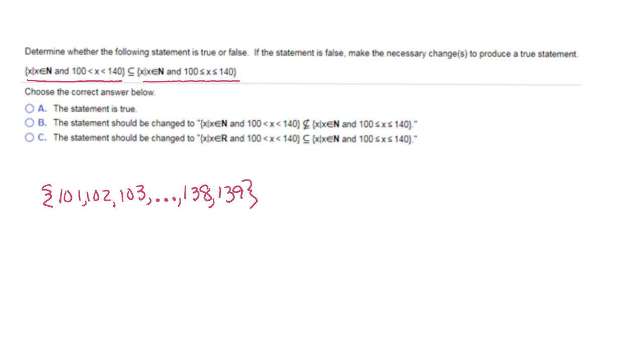So that is the roster method for the first one. So we want to know if this will give us a true statement if we say this first set is a subset of the second set. Now, taking a look at the second set, we have that it is less than or equal to. So that means we can include the number 100. I'll write a couple of numbers here. And it is less than or equal to 140.